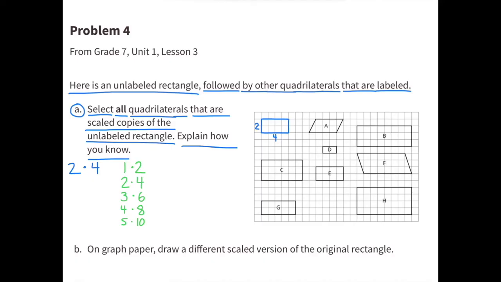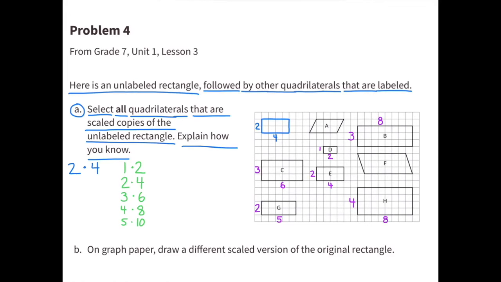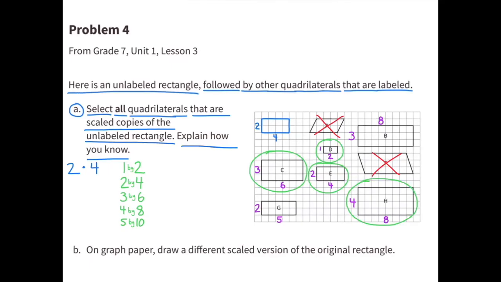Potential scaled copies for the unlabeled rectangle that has dimensions of 2 by 4 would be 1 by 2, 2 by 4, 3 by 6, 4 by 8, or 5 by 10. I filled in the dimensions for the other quadrilaterals that were rectangles. I'm not selecting A or F because they're not rectangles. And I'm not selecting rectangles B or G because they don't have the right dimensions. I am choosing rectangles C, D, and H because they are scaled copies of the unlabeled rectangle.